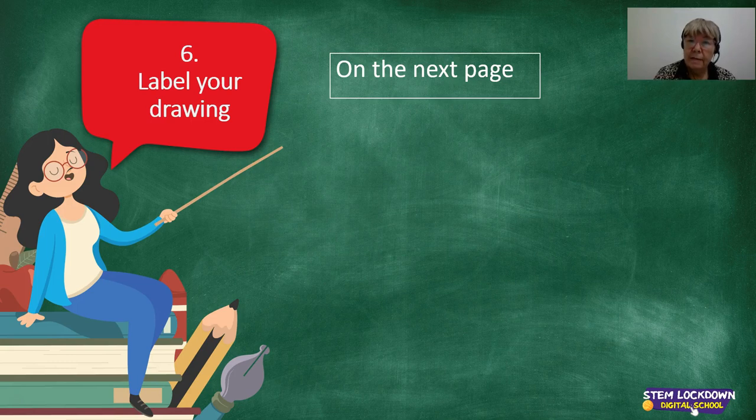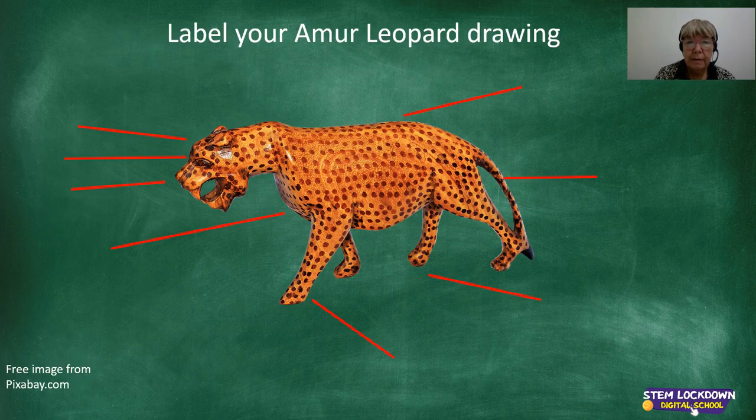Right, now that same drawing that you've just done, I want you to label it. This is part of information text, labeling. So I want you to label your Amur leopard drawing, possibly using about 5 or 6. I think this activity is going to be out of 6. So try and give it 6 different things. Label 6 parts of the Amur leopard.